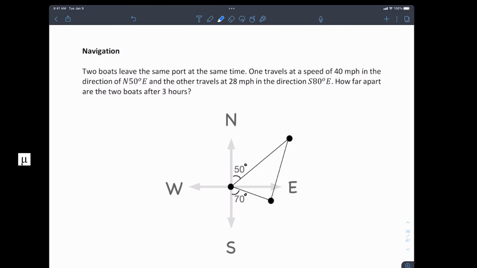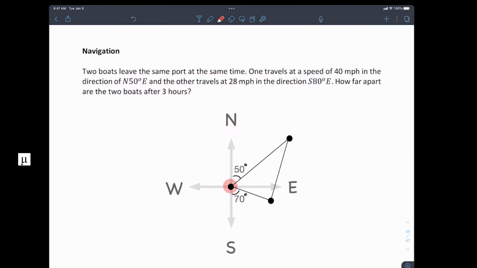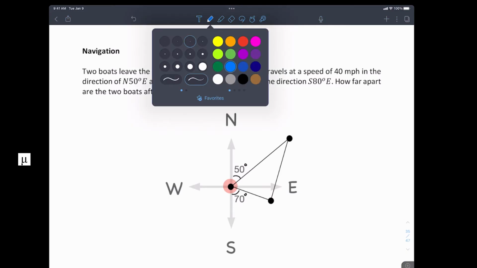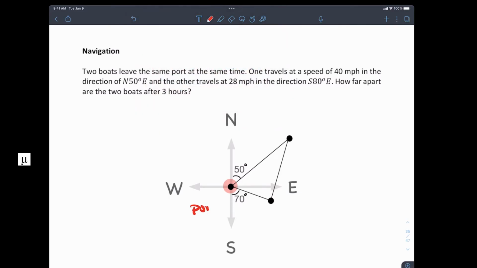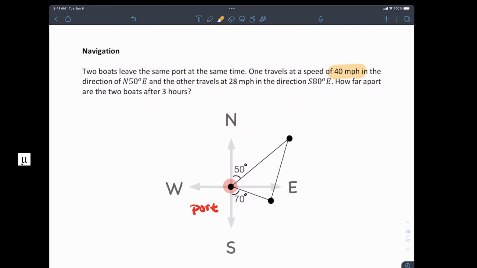So when you say, what do you mean? Two boats leave the same port. This is where they're leaving, okay? This is the port. So two boats are leaving this location. One travels at a speed of, I'm going to color that orange, 40 miles per hour in the direction of north 50 degrees east. So remember, how does north 50 degrees work? Start at north, 50, but it's northeast.